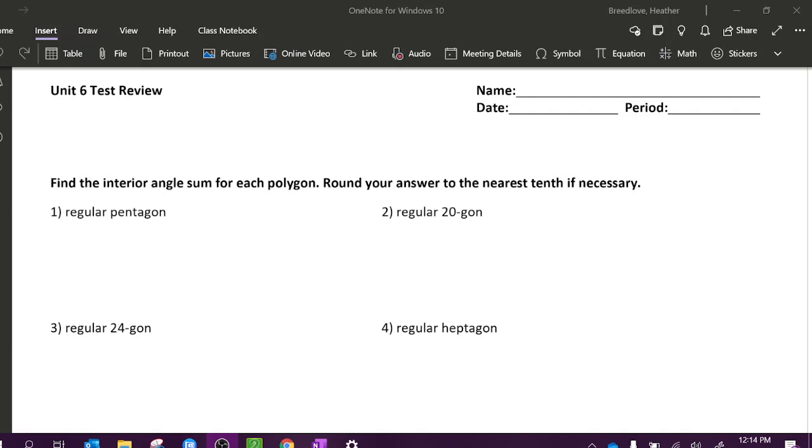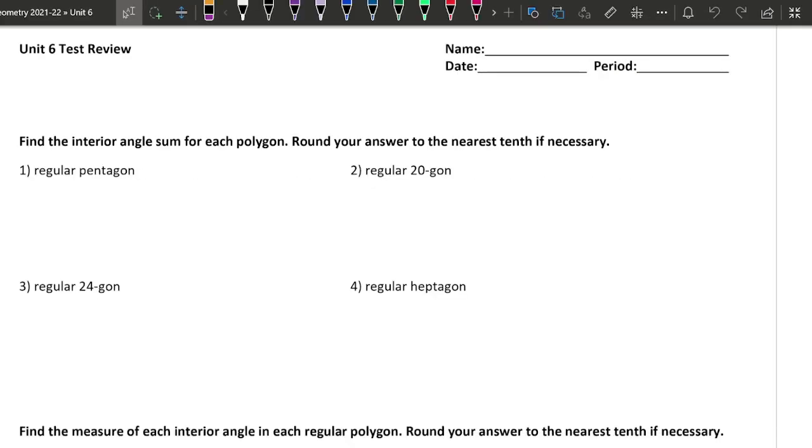Okay, so this is the Unit 6 test review, and I'm going to get through as much as possible. Okay, so first, it says to find the interior angle sum. Interior angle sum for each polygon.